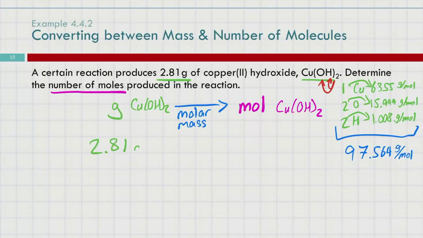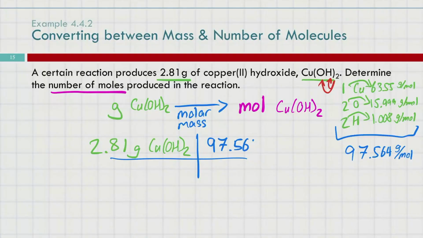Okay, so 2.81 grams copper(II) hydroxide. And then we use our molar mass, and we get moles copper(II) hydroxide. We'll round it for 3 significant figures, 0.0288 moles copper(II) hydroxide. Questions?